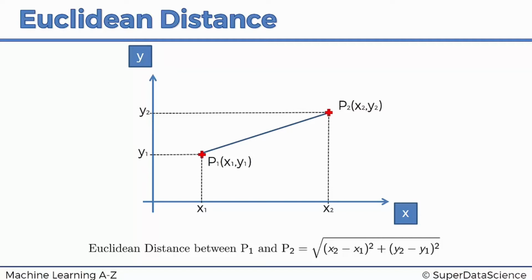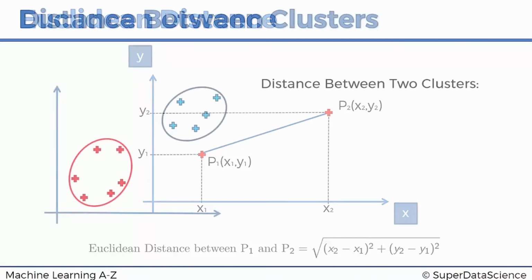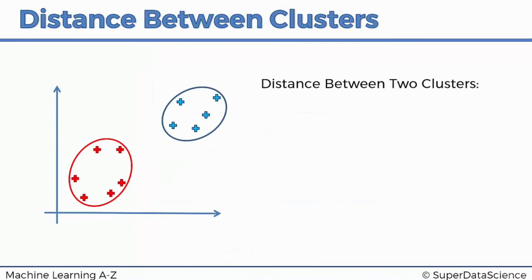But in our examples, we're going to be working with Euclidean distances because they're the more natural type of distance. And now let's talk about the distance between two clusters. So let's say you have two clusters, the red and the blue. How do you measure the distance between them? What is the definition of the distance between two clusters? It's not as obvious as it might sound at the start, because there can be a couple options.